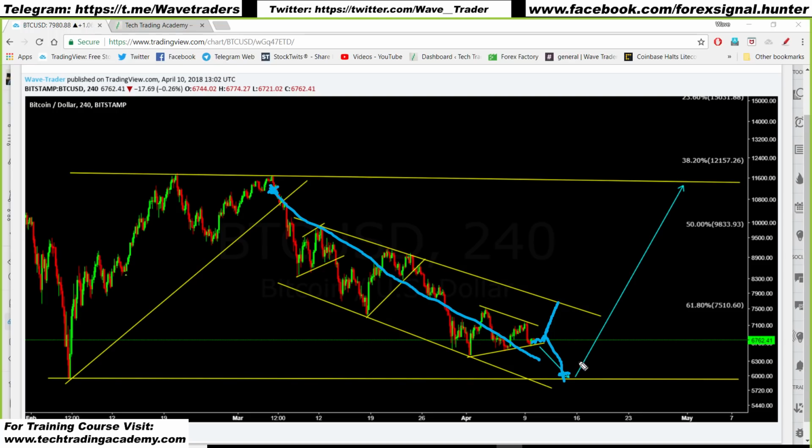What you guys need to do for next week, if you are trading Bitcoin, there are two possibilities. The steps are the same. I have shown you these steps on other pairs as well. If you understand the steps, you understand the next move. If you don't understand the steps, you're not going to figure out which way the market is going for the next direction, next wave.